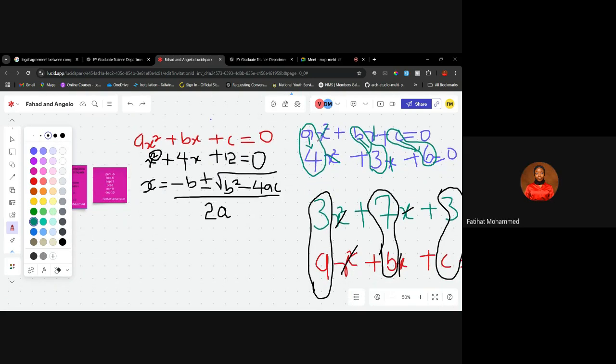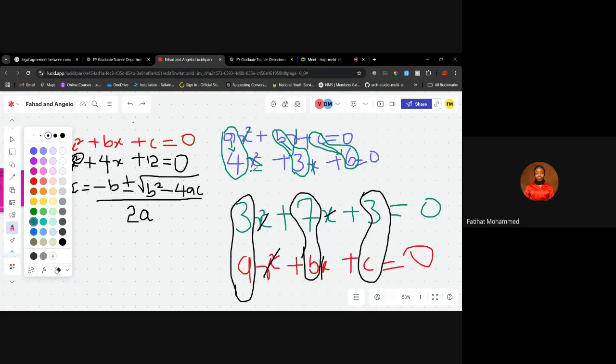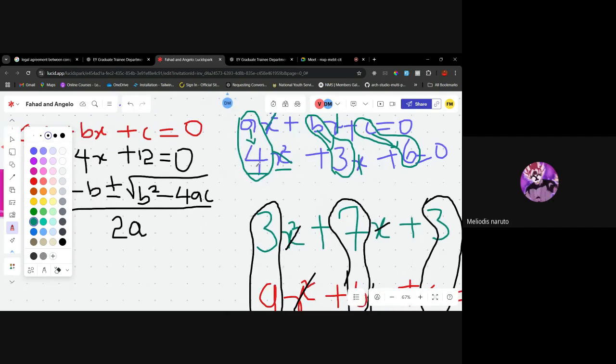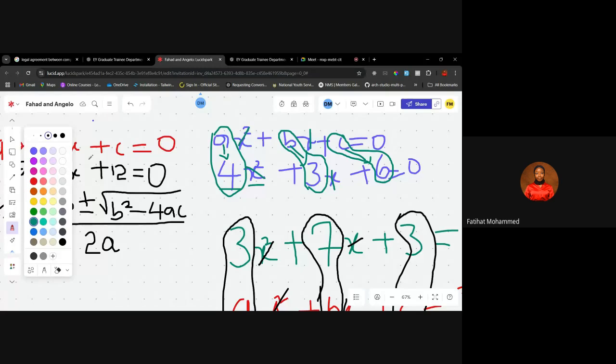If you're looking at the one that has numbers now, x square will cancel x square. You have A to be the coefficient of x square. Do you remember? Look at it. The coefficient of x square here is A, and the coefficient of x square here is 4. And what are we looking for? A. So here A will be equal to 4.